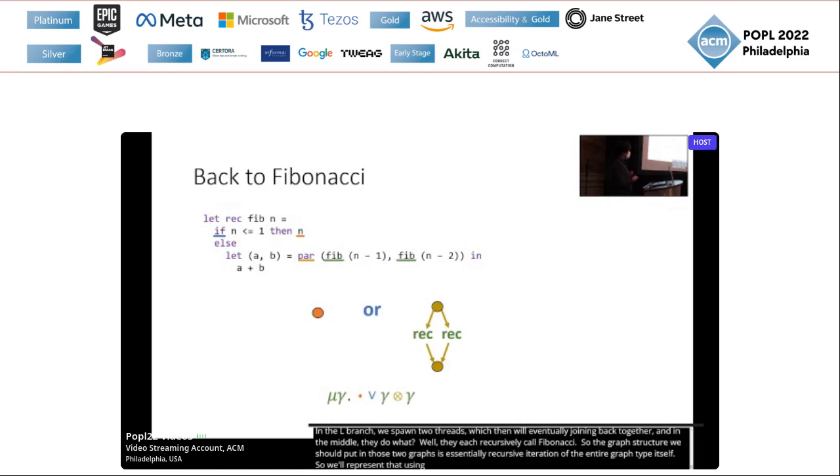So the mu indicates that this is a recursive type. It binds gamma, which will stand for a recursive instance of the graph type. And then we have two instances of gamma composed together in parallel with the tensor notation that we used before. And that is the graph type for the Fibonacci program.